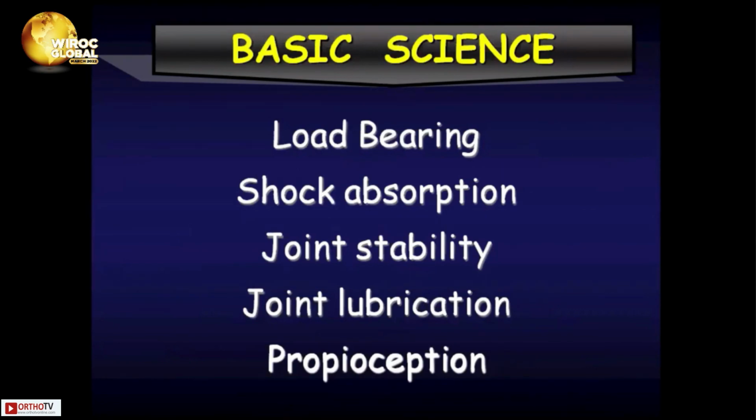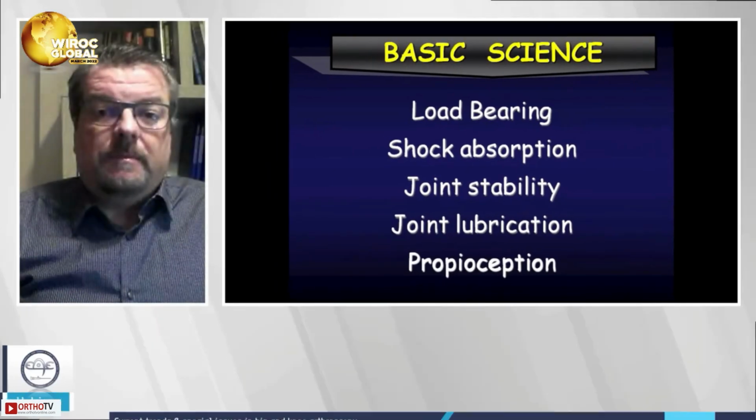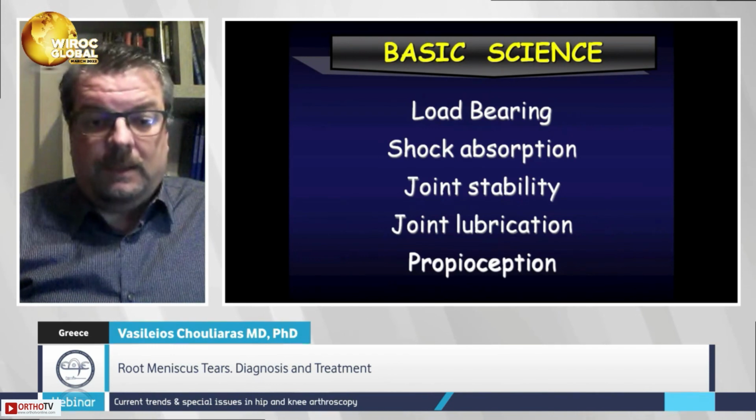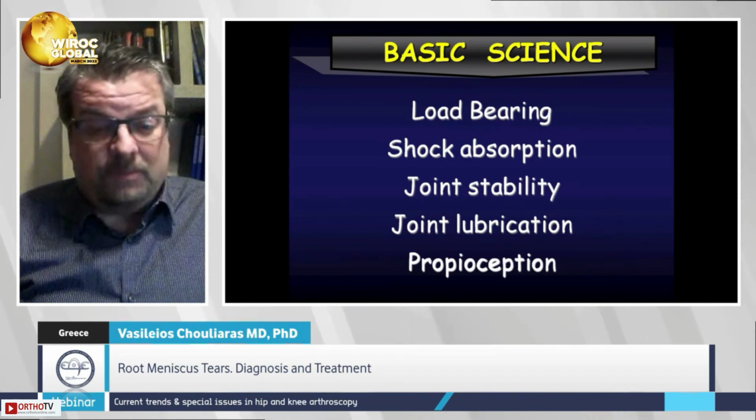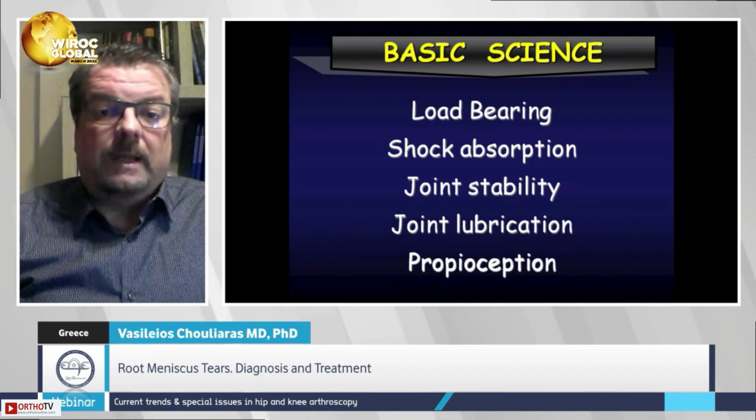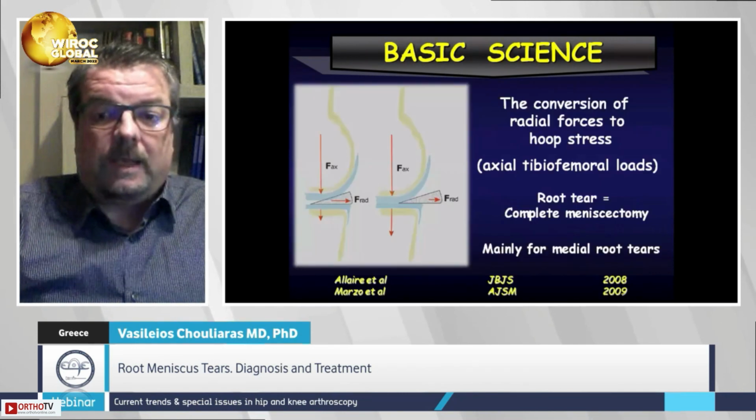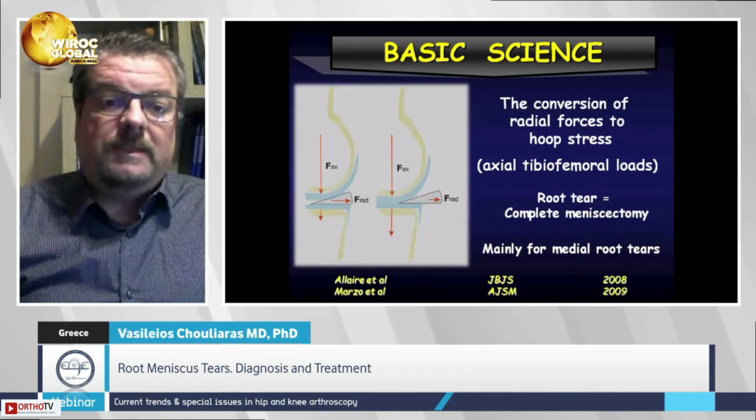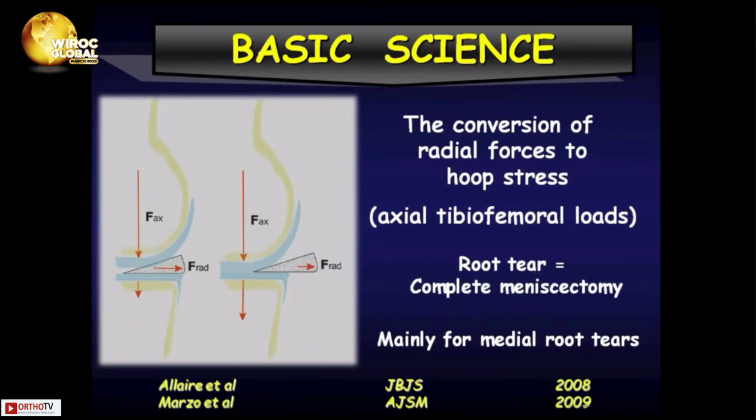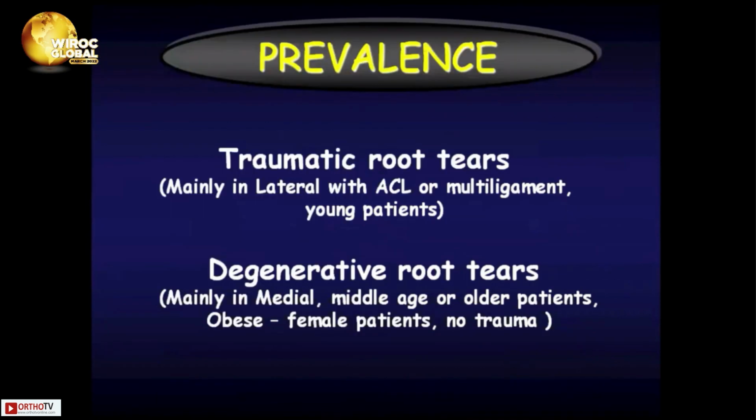First of all, we must go back to the basic science, because the meniscus is a tissue that is very crucial for knee stability, knee lubrication, and proprioception, and of course, what is most important is load bearing and shock absorption. As concerning the root, this is the area where we convert radial forces to hoop stresses. So if we have a root tear, either complete or partial, it's something like a complete meniscectomy. And this is mainly for medial root meniscus tears.